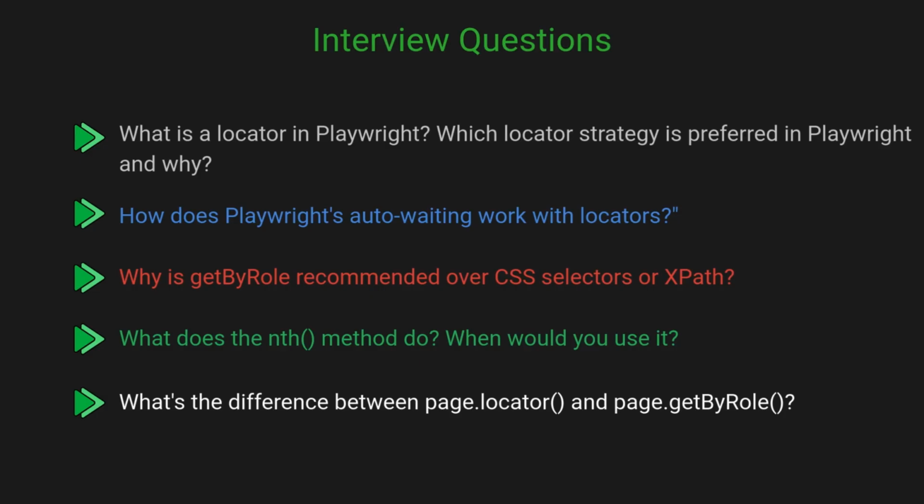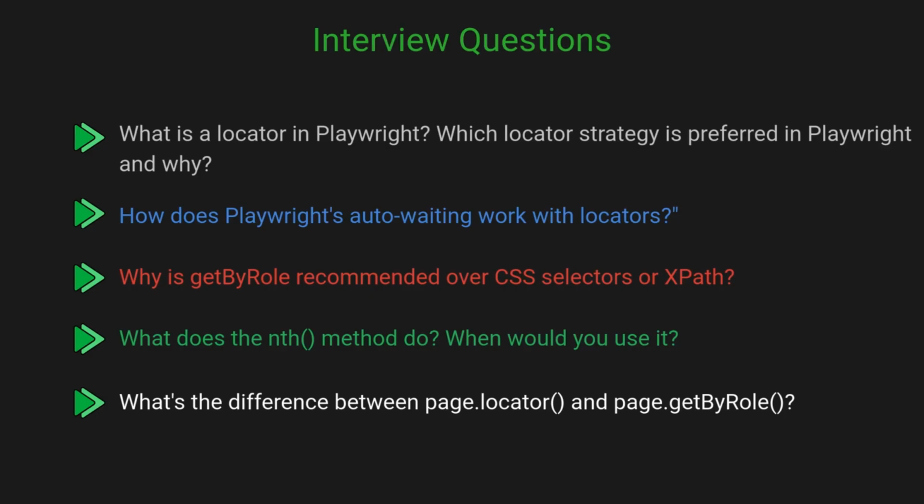Next question is, what does the nth method do and when would you use it? The nth method is used when a locator matches multiple elements and we want to select one specific element based on its index. In simple words, if our selector finds many elements, nth helps us pick one by its position. So if there are multiple buttons present on the page and we want to click on a specific button, like the fourth button or fifth button, then we can use nth.